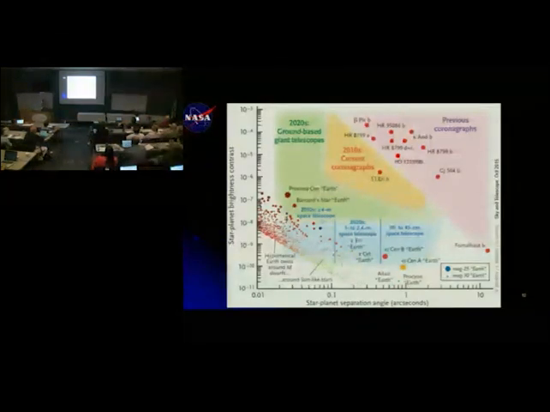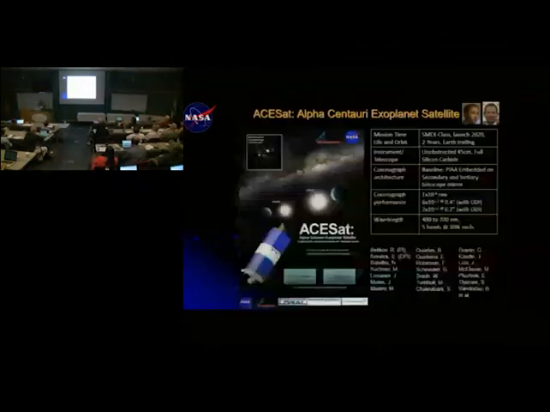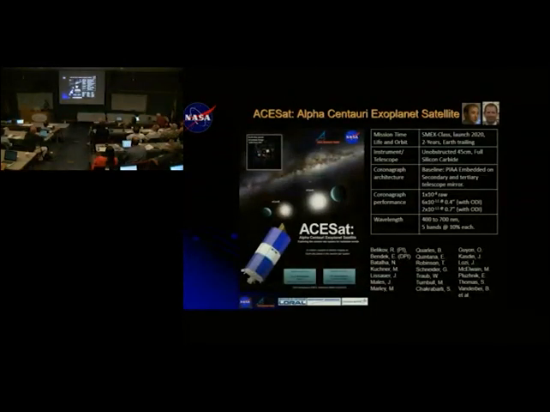Everyone is looking forward to HEBEX and LUVOIR, which will break open the piñata of exoplanet detections or exoplanet images over here. Shameless plug for a mission that I proposed with a very talented team called Alpha Centauri Exoplanet Satellite, which is a 45 centimeter telescope capable of directly imaging Earth twins around Alpha Centauri A and B. So it's a 45 centimeter small explorer mission.